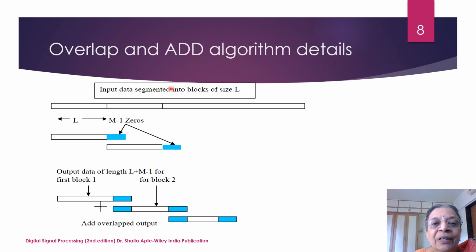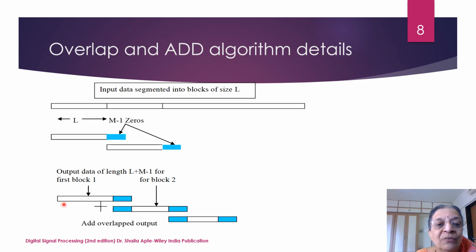So this is the input data segmented into blocks of length L. Every block is of length L. Now we take this block of length L, append M minus 1 zeros, take the second block, again add M minus 1 zeros, so that the length becomes L plus M minus 1. Then we have the filter of length capital M. We append L minus 1 zeros to it, so that the length of the filter also becomes L plus M minus 1. After we carry out the FFT multiplication and then inverse FFT, we get this result.